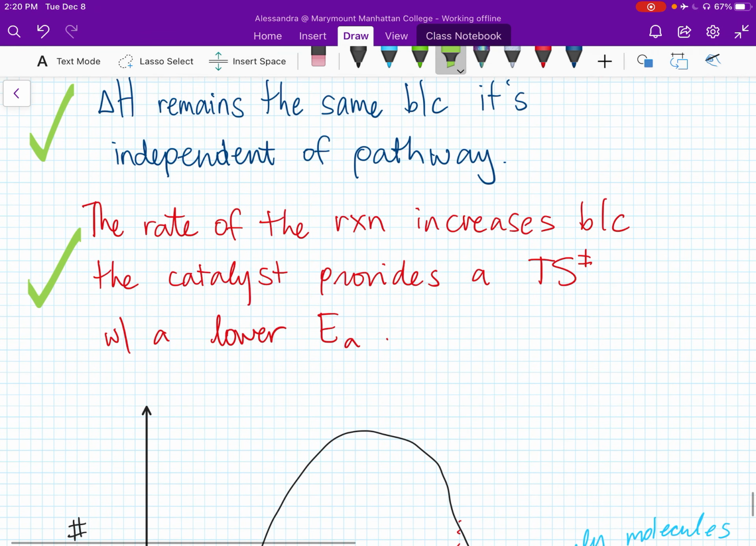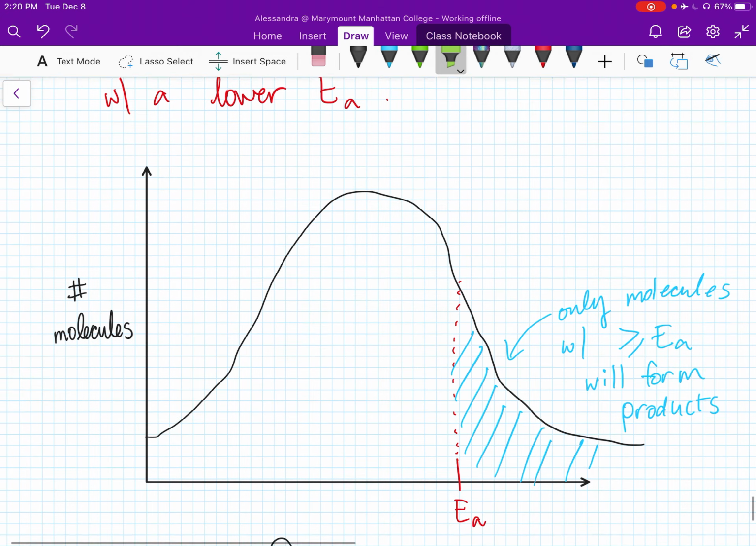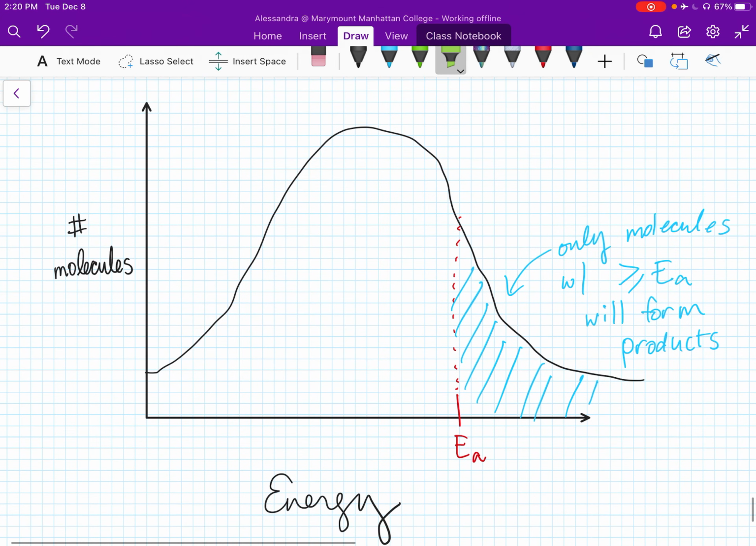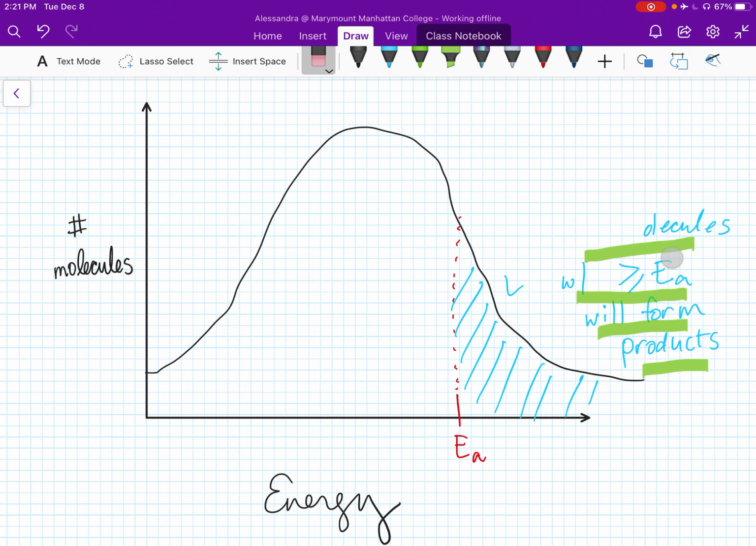So we can look at this also in terms of our energy distribution diagram. You may recall this diagram from the previous lecture, where we're plotting the number of molecules as a function of energy, and only molecules with energy greater than or equal to the activation energy will be able to form products in any given chemical reaction.